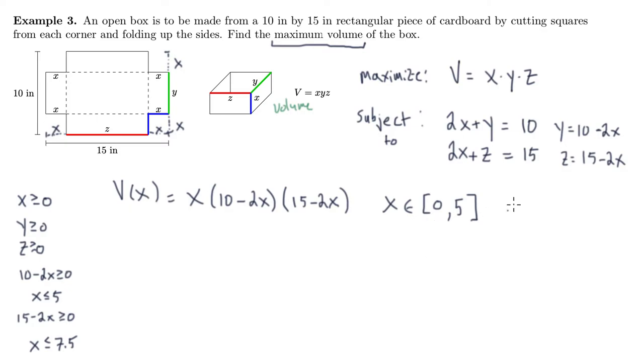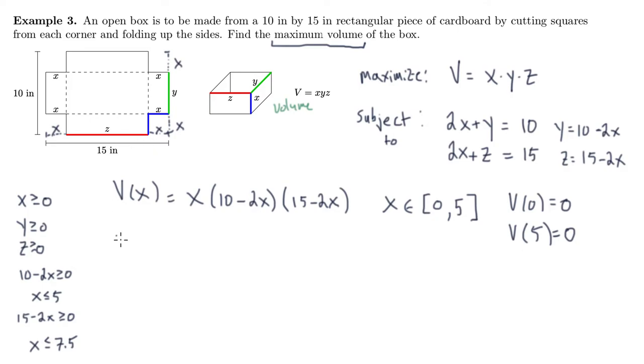And so notice again that v of 0 will be 0 and v of 5 will be 0. Okay, so what that means, since I'm trying to maximize the volume, is that the maximum is not going to occur at an endpoint. It really will occur at a critical point inside my interval. So the hope is I just have exactly one critical point. If I have one critical point, then everything is great.